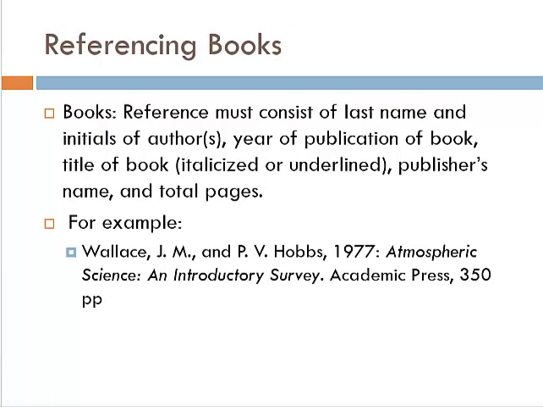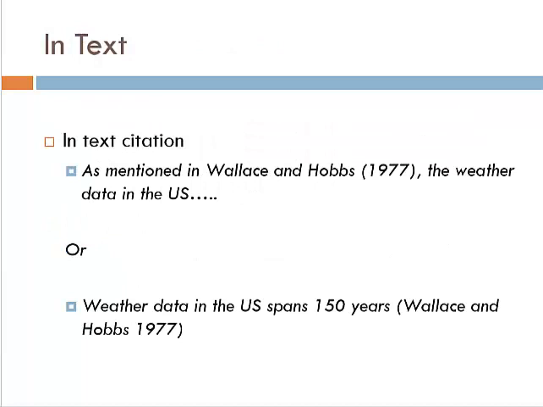If you're referencing a book, very similar format, starting with the last names and the initials of the authors, the year of publication of the book, the title of the book italicized or underlined, the publisher's name, and then the total number of pages. Here's another example. For Wallace and Hobbs, 1977, the book was called Atmospheric Science, an Introductory Survey. The publisher of the book was Academic Press, and the page was 350. That's how you do your references at the end of your paper.